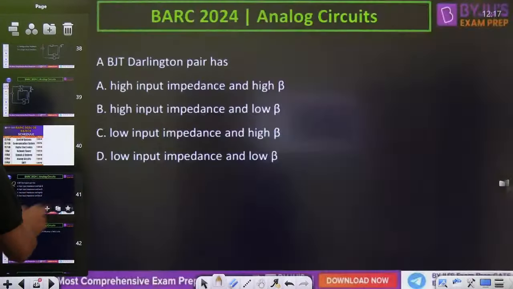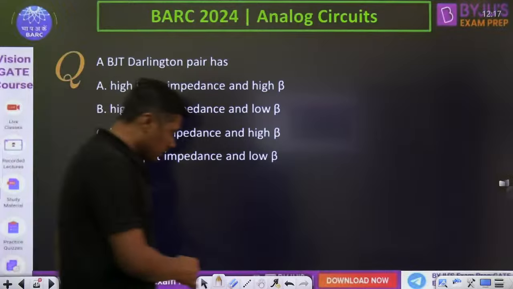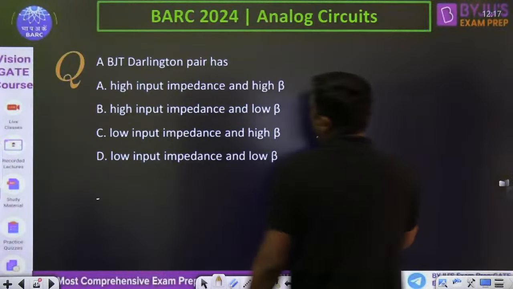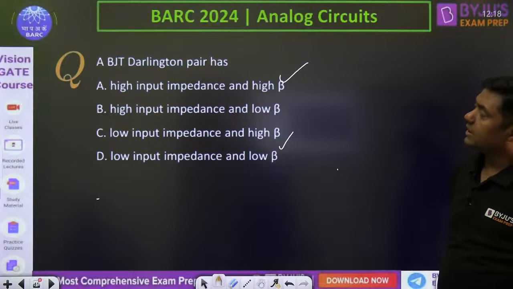आप बताते जाइएगा क्या क्या आंसर है. BJT Darlington pair has. For Darlington pair, tell me which answer is correct. High input impedance and high beta, high input impedance and low beta, low input impedance and high beta, low input impedance and low beta. Which answer is correct?